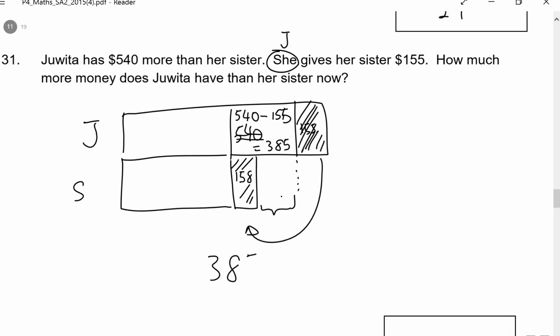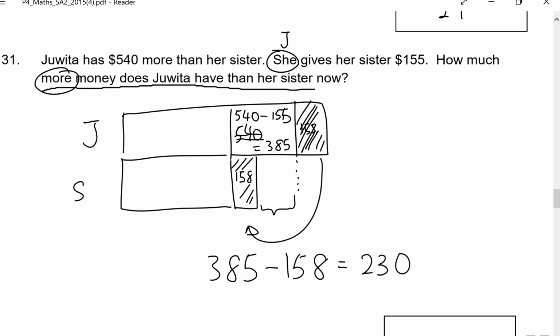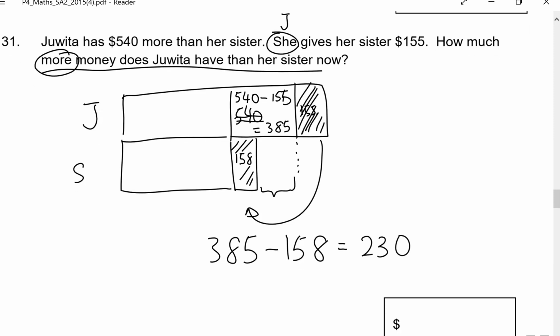So 385, how to find this empty gap? 385 minus 155 will give me the difference between them, which is how much more money Juwita has than the sister now. Because one person lost, the other person gained. It's like one loses heat, one gains heat. So the difference gets smaller and smaller. So the answer is $230.